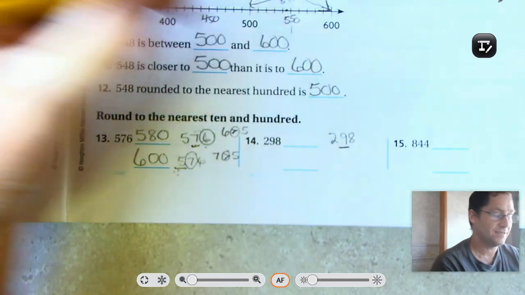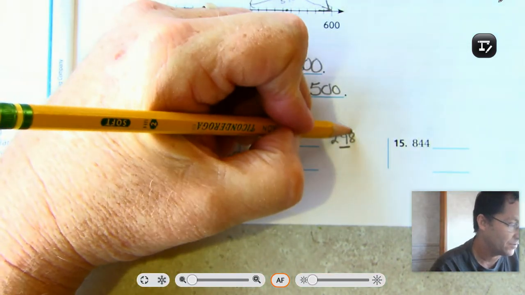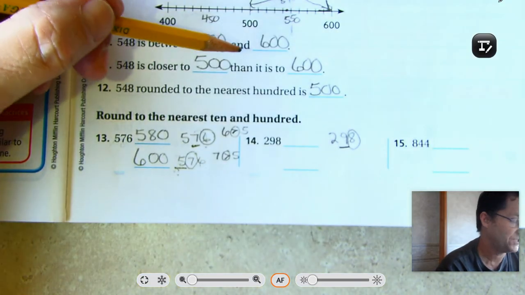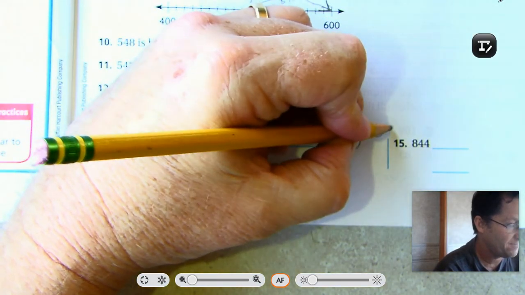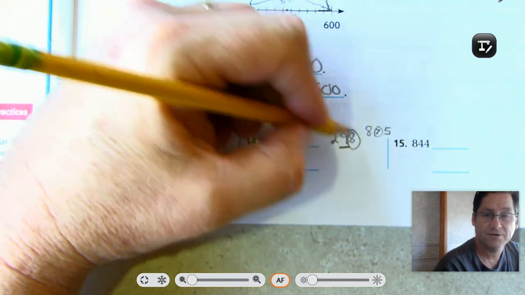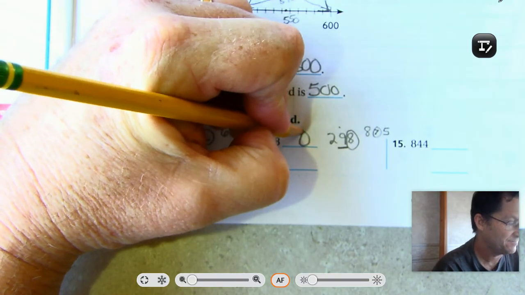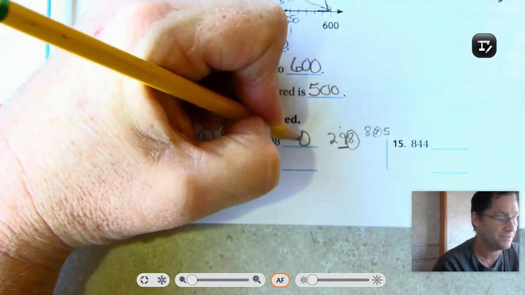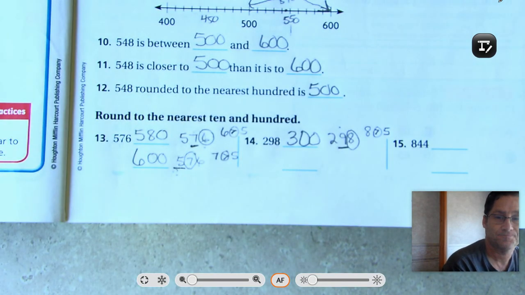298 rounded to the nearest 10. The 9 is in the 10s place. I'm going to look to the digit to the right, which is 8. 8 is greater than 5, so I'm going to increase the 9 by 1. And in this case, that would be 10. But obviously, I don't put 10 tens in the tens place. So actually, I'm going to change that to 300.